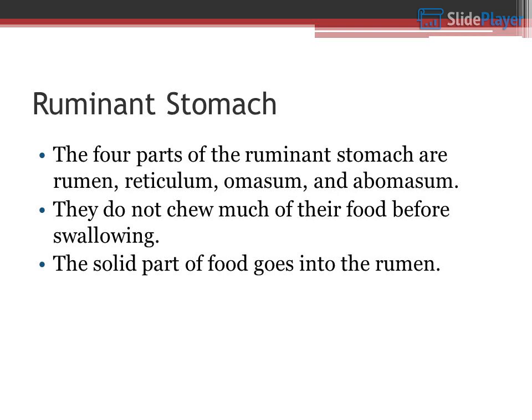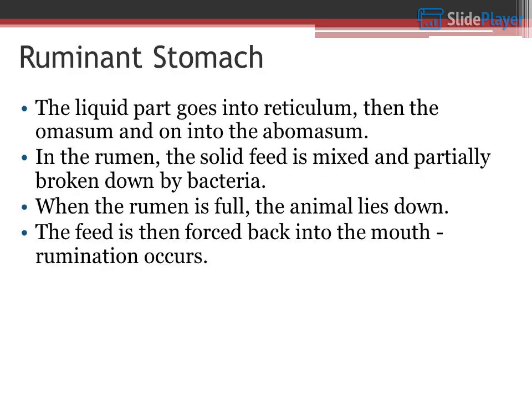They do not chew much of their food before swallowing. The solid part of food goes into the ruminant stomach. The liquid part goes into the reticulum, then the omasum, and on into the abomasum. In the rumen, the solid feed is mixed and partially broken down by bacteria. When the rumen is full, the animal lies down. The feed is then forced back into the mouth.